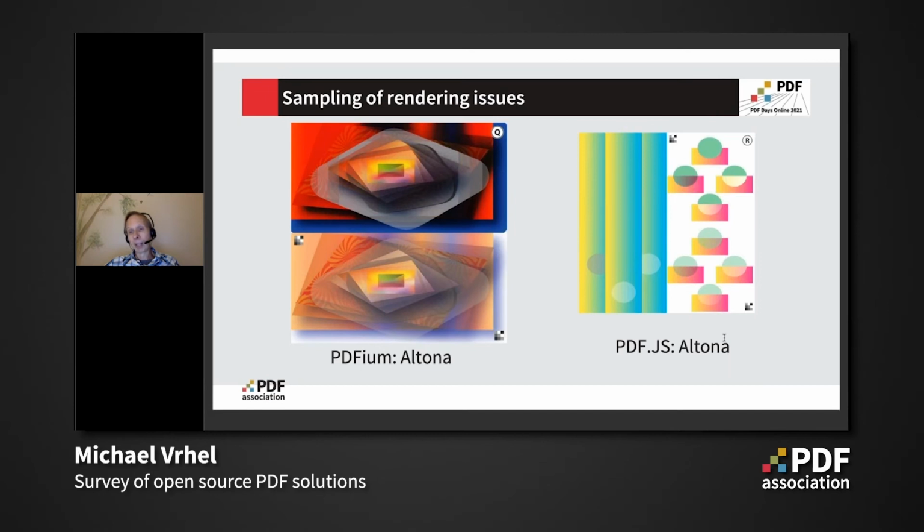And then pdf.js, for example, on the same Altona file but a different page: the content on the left, where we have these yellow and green or blue stripes, is supposed to actually look like the stuff on the right with the circles. And that's basically testing various blend modes with shadings.